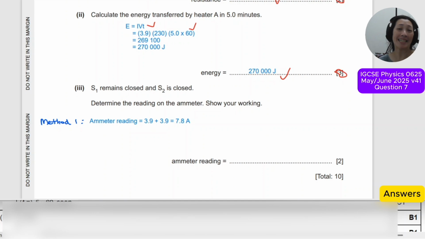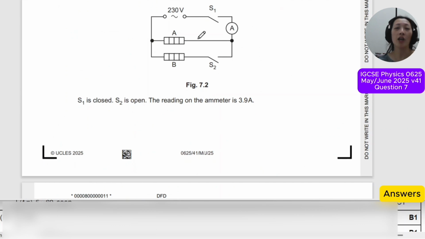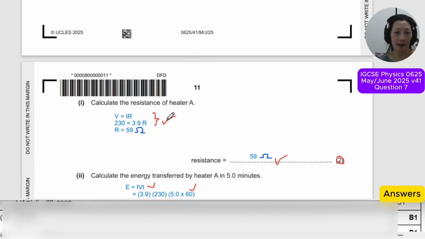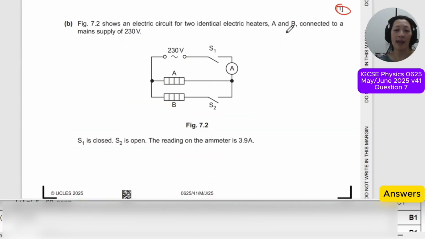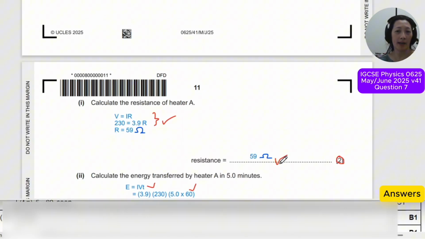Now, what if you didn't identify that the current would be the same in both heaters? So here's another method you can try using your knowledge of parallel circuits. Because the heaters are in parallel, you can first calculate the total effective resistance and then use the value of the potential difference to calculate the ammeter reading. We have already calculated the resistance of heater A, and the question has already told us that the electrical heaters A and B are identical, which means that if A is 59 ohm, B is also 59 ohm.